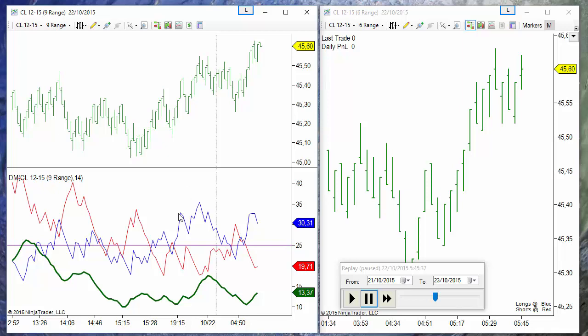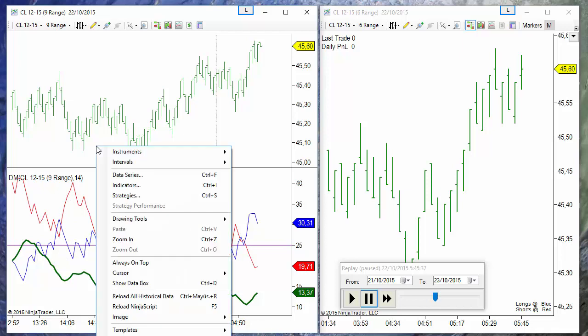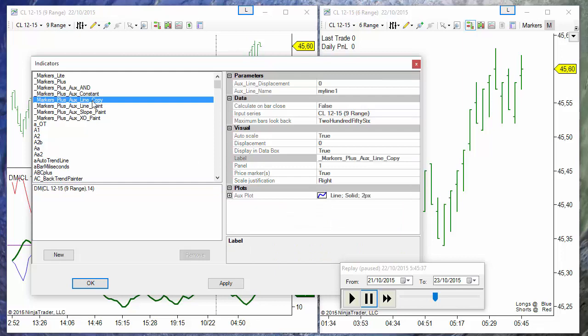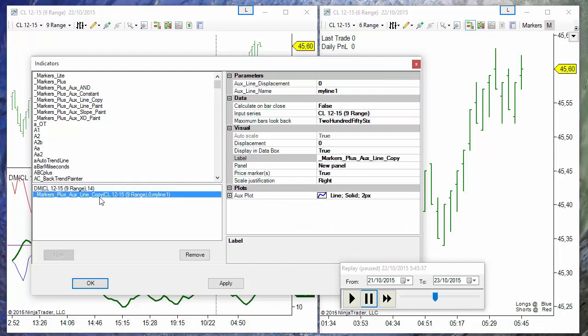So the way to do this is the same as before. The only difference is that we apply the conditions on a second time frame. For example, let's say that we want to execute this filter. So first we need to copy these two lines, the red and the blue. For that we use the copy indicator.